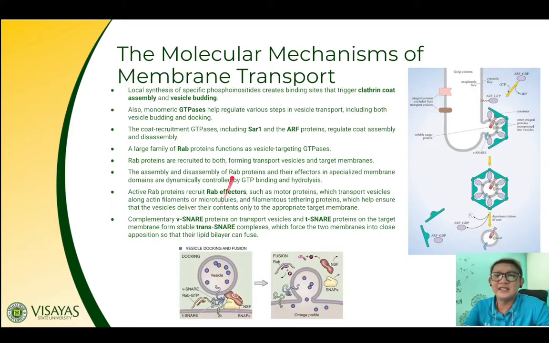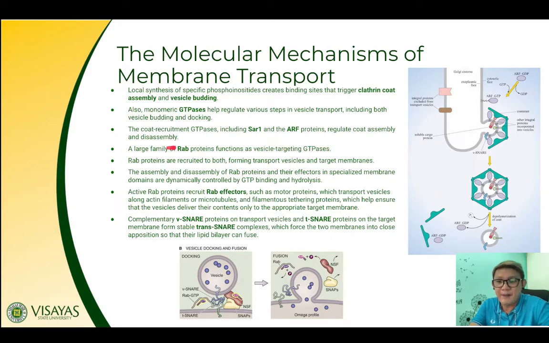So local synthesis of specific phosphoinositides creates binding sites that will trigger the clathrin coat assembly and vesicle budding. So this is for the endocytic pathway, okay? Also, the monomeric GTPases help regulate various steps in vesicle transport, including both vesicle budding and docking. So you have here the docking, and this is the fusion. Okay, so the coat-recruitment GTPases, including SAR1 and ARF proteins, regulate coat assembly and disassembly.